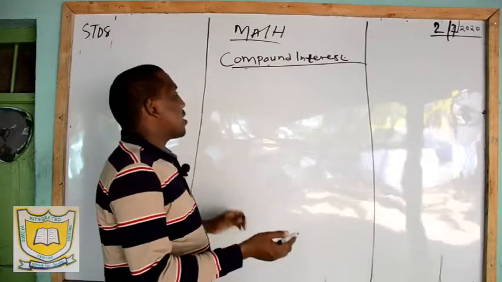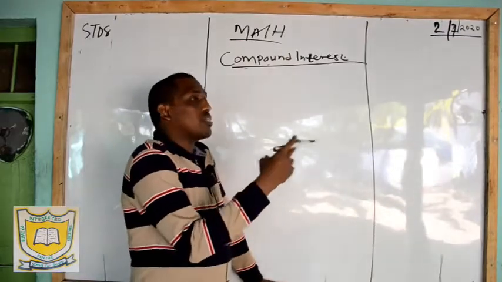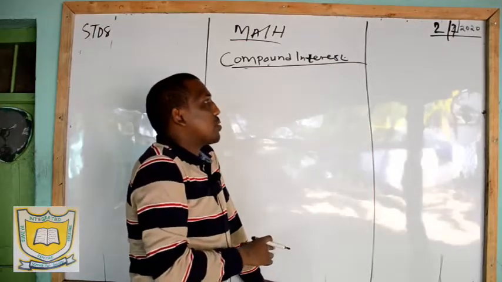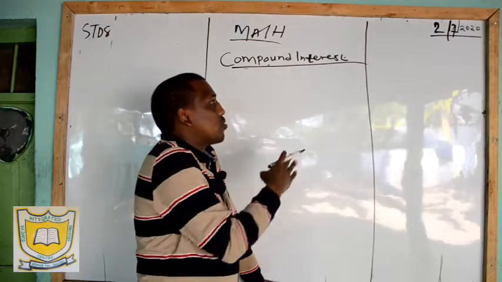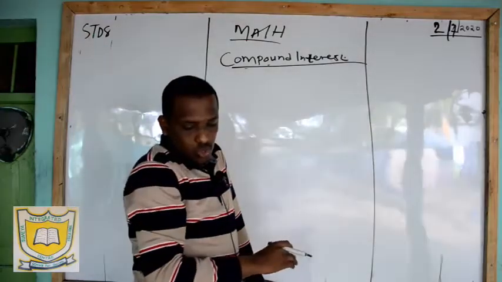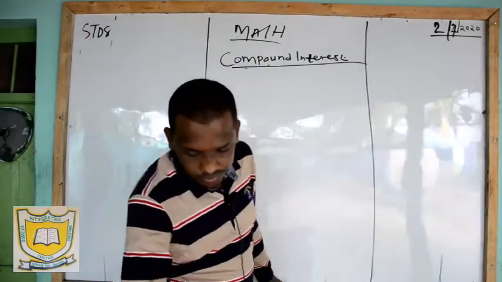So in simple interest, if you were given the time, for example 2 years, you used to multiply for 2 years. But in compound interest, we don't do that. We do each year separately. So let us see a question.